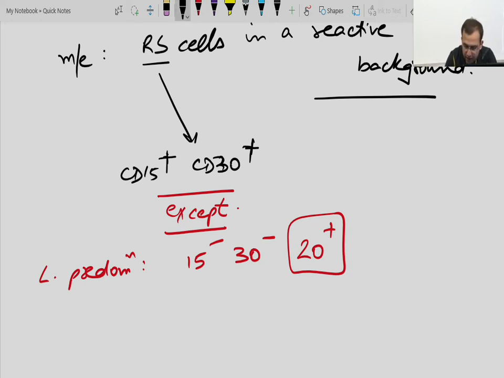Next point, CD45 goes opposite. Classical is CD45 negative, whereas in lymphocyte predominant it is CD45 positive. But I am not much concerned with CD45. What I am very concerned with is CD20. Done. These are the RS cells. We will be seeing the variants of RS cells in a later question.